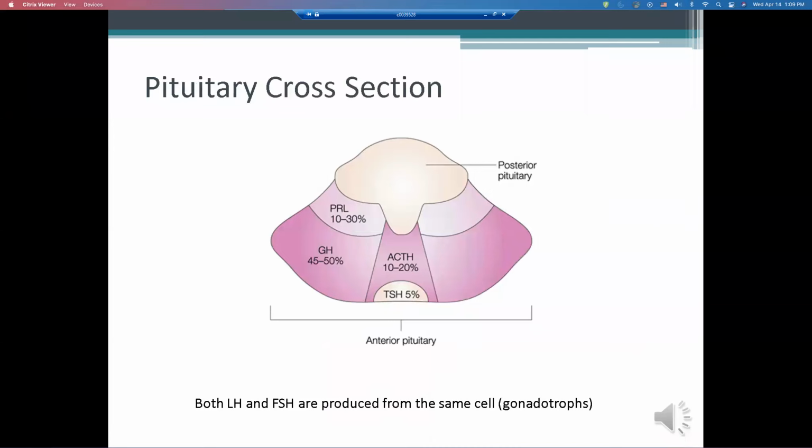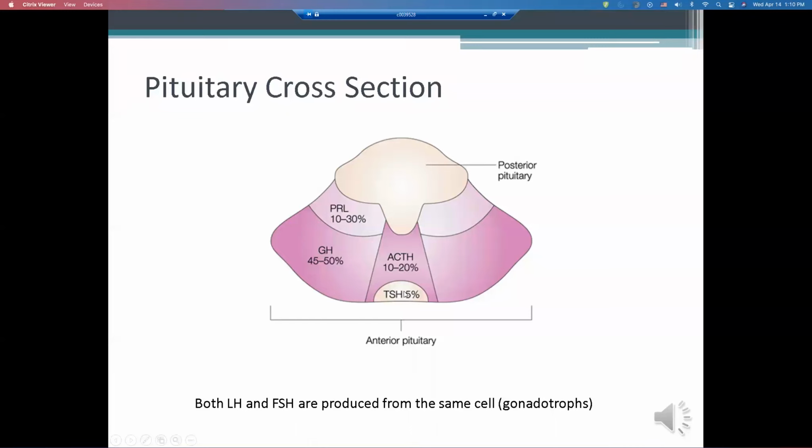Looking at the pituitary cross-section, it is divided into an anterior part and a posterior part. The anterior part is called the adenohypophysis and the posterior is the neurohypophysis. The anterior part is where most hormones are produced, and there is some selective distribution. As you can see, growth hormone usually takes up the lateral wings along with prolactin.